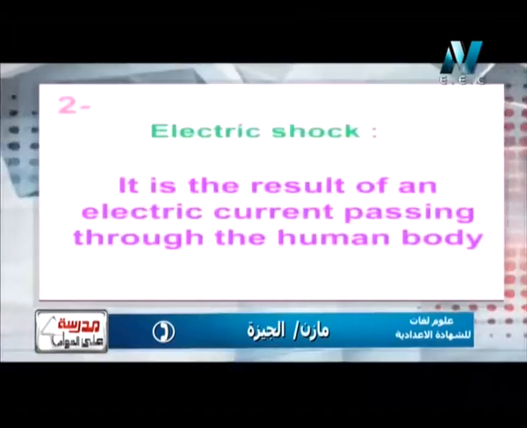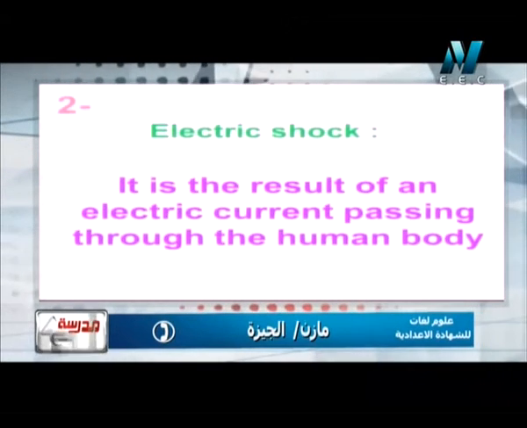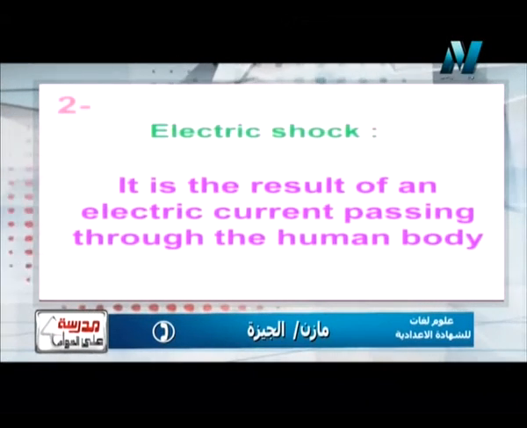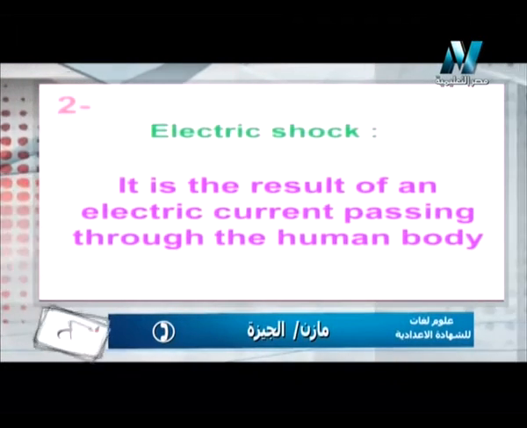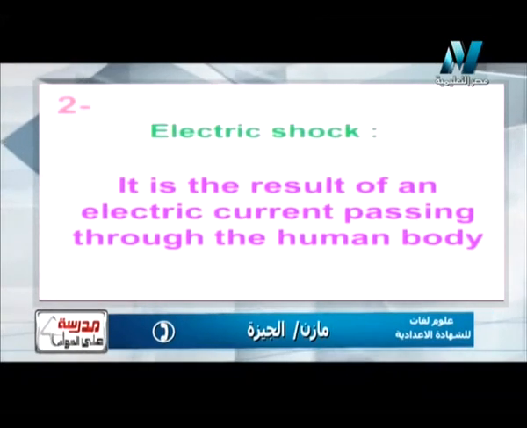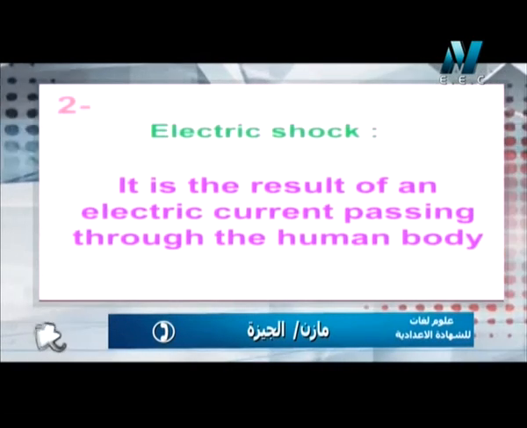Electric shock. What's meant by electric shock, Mazen? We have studied the dangers of electricity. It is the passing of electric current through the human body. Very good, Mazen. Excellent. Again, electric shock is the result of an electric current passing through the human body, or as you said, Mazen, it's the passing of electric current through the human body.